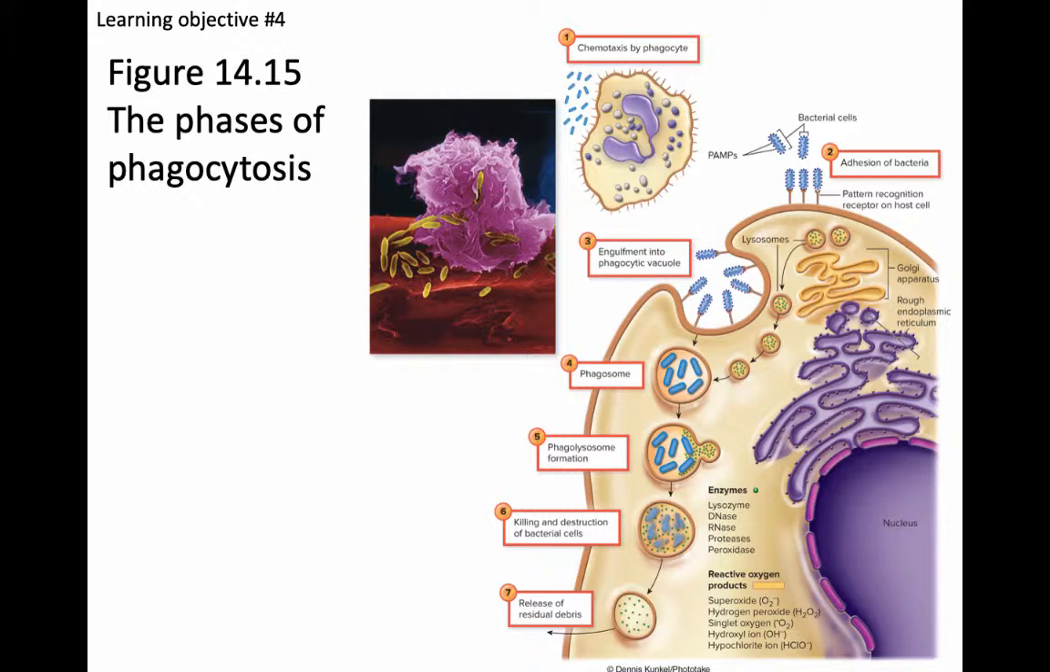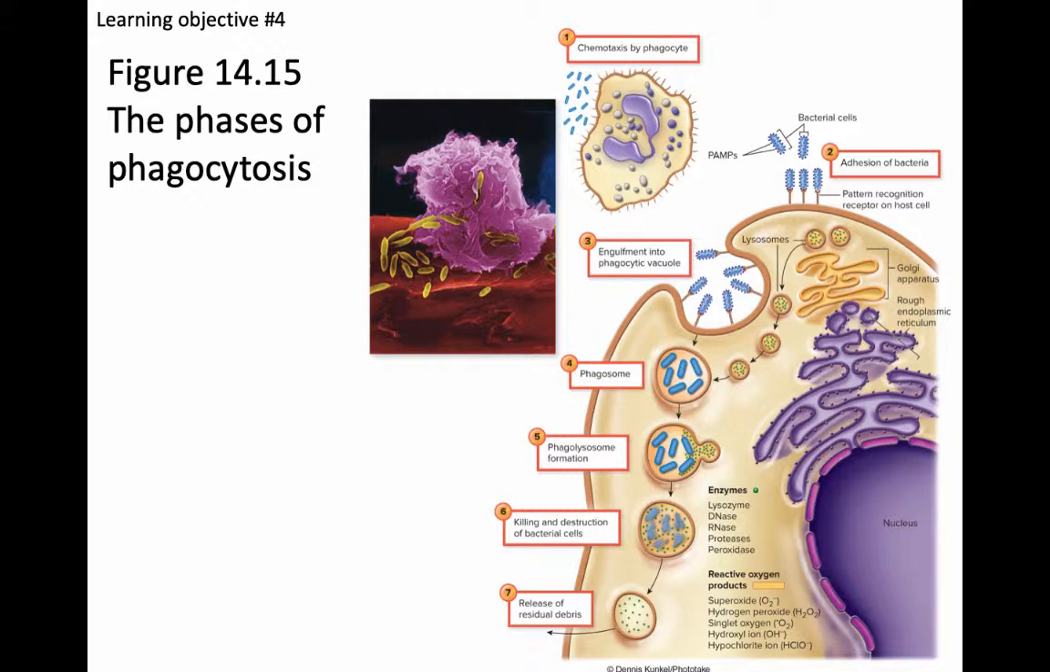The second step is adhesion of the phagocyte to the microbe. So in this step, we have on the surface of the phagocyte receptors called pattern recognition receptors. So these will be able to bind to patterns on microbes or foreign molecules. On the surface of the bacteria are pathogen-associated molecular patterns. So the pattern recognition receptor on the phagocyte binds to the pathogen-associated molecular pattern on the surface of the microbe. So these two are shown bound up in step 2.